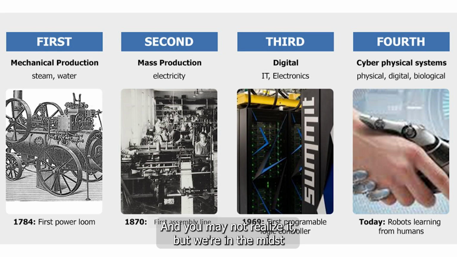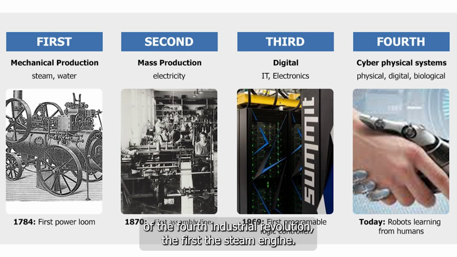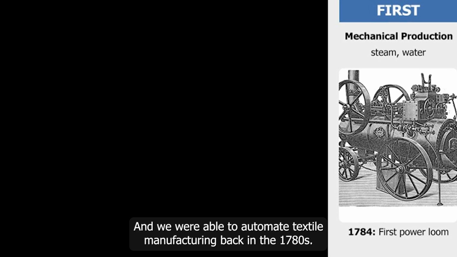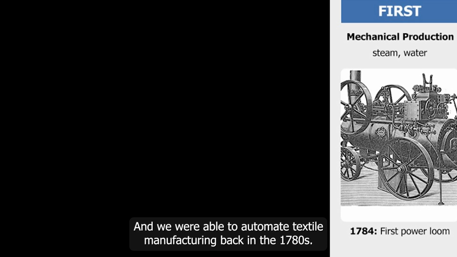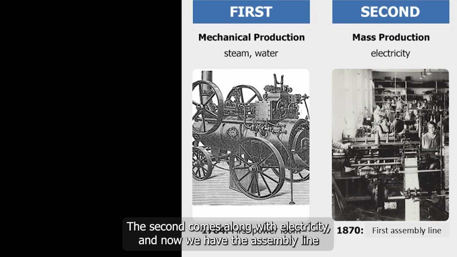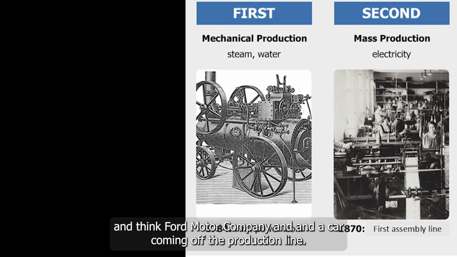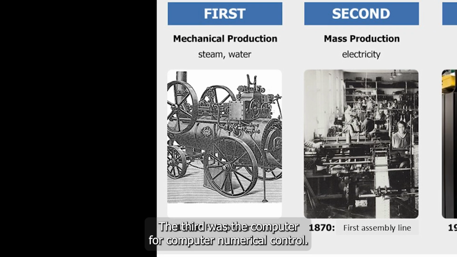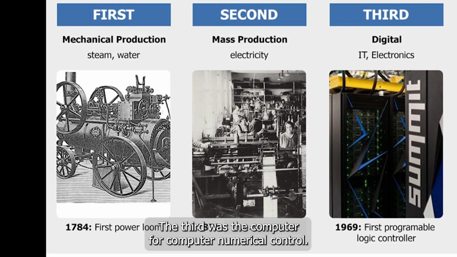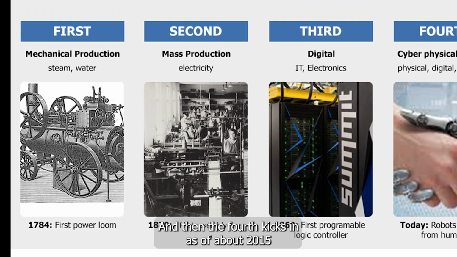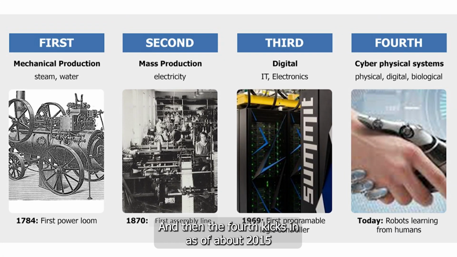And you may not realize it, but we're in the midst of the fourth industrial revolution. The first, the steam engine, and we were able to automate textile manufacturing back in the 1780s. The second comes along with electricity, and now we have the assembly line, and think Ford Motor Company and a car coming off the production line. The third was the computer for computer numerical control, and we can control our machines. And then the fourth kicks in as of about 2015, where we're merging the physical and the virtual world.